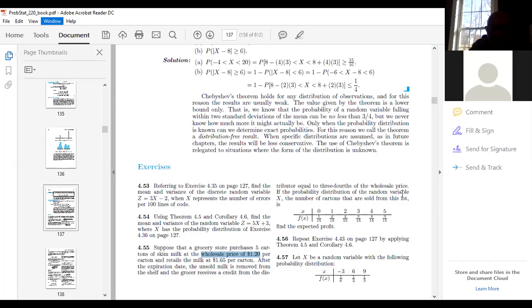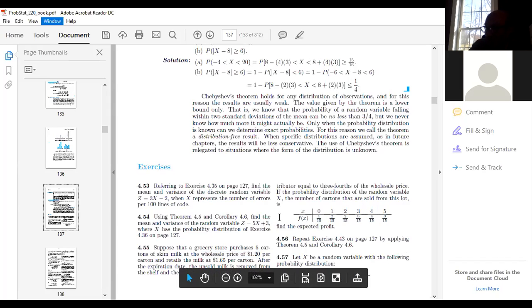If the probability distribution of the random variable x, the number of cartons sold from this lot, is now 1, 2, 3, 4, 5. 5 cartons are there, right? And you are given the probabilities like this, but it could be 0, too. So actually it is how many? 1, 2, 3, 4, 5, and 6. So don't forget that we have 6 rows. Okay, and find the expected profit.